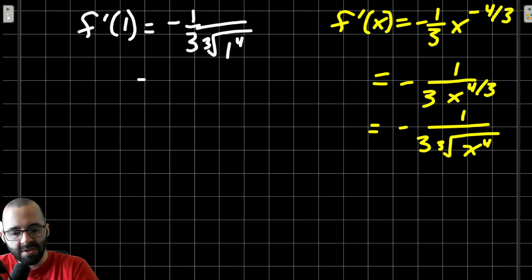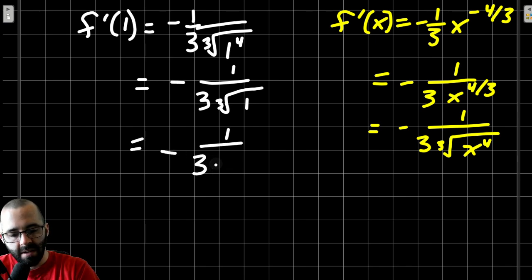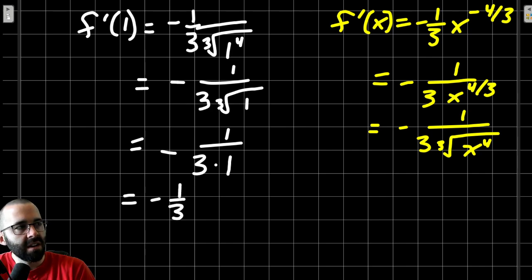Well, 1 to the 4th is just 1. The cubed root of 1 is also 1. 3 times 1 is 3. So it really just becomes negative 1/3. And you can use a calculator to help you get here as well. You don't have to do it all by hand.